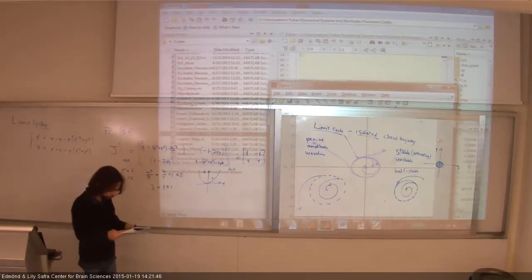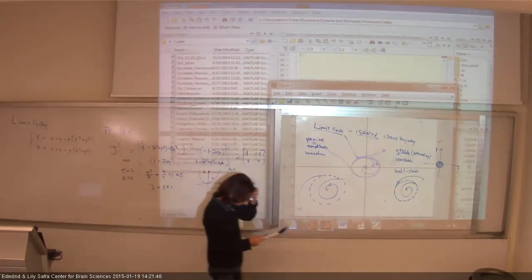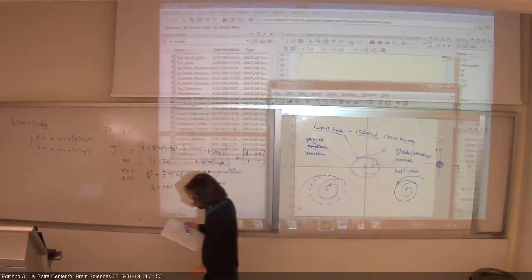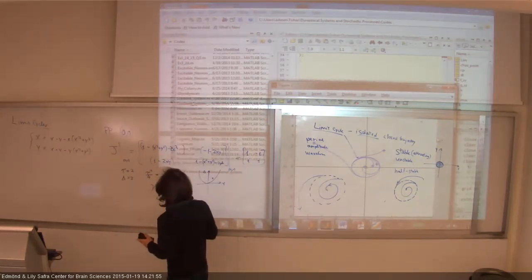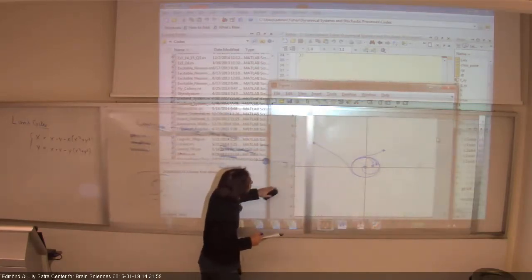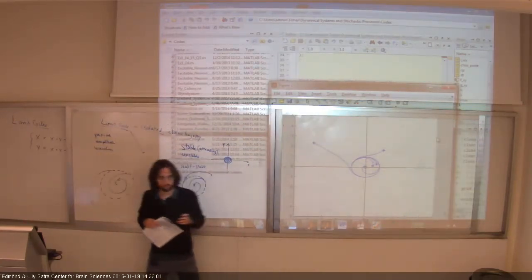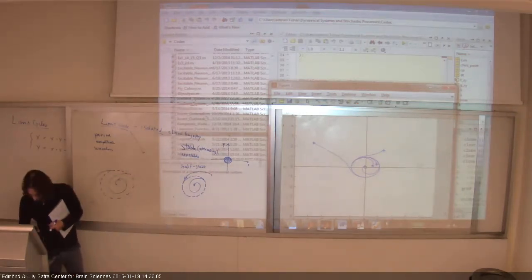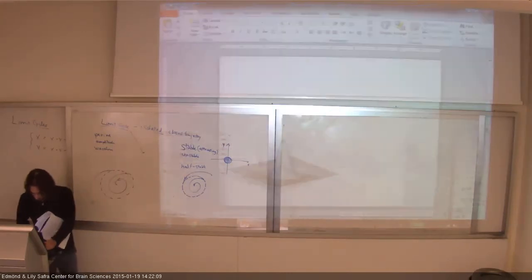So the first method is switching to polar coordinates. It's a method for showing that there is a limit cycle, or isn't.